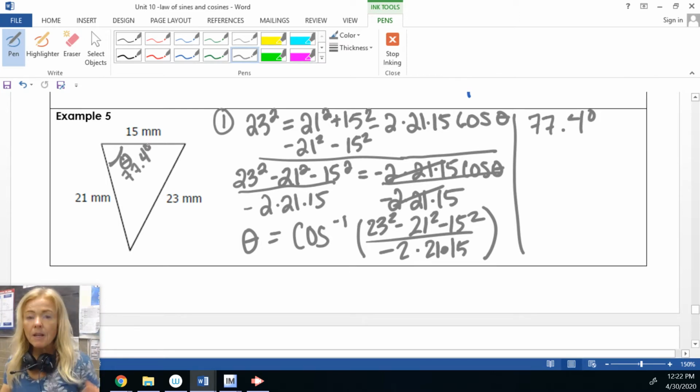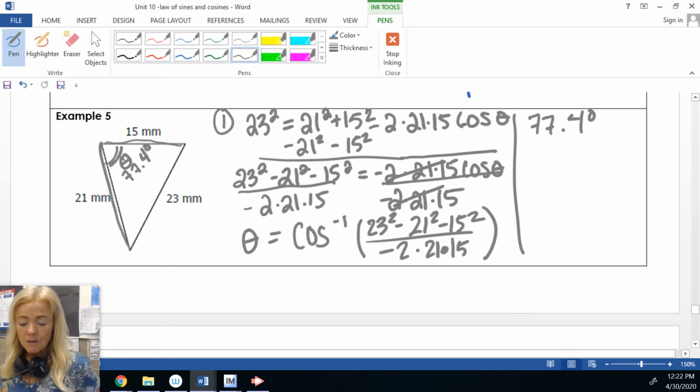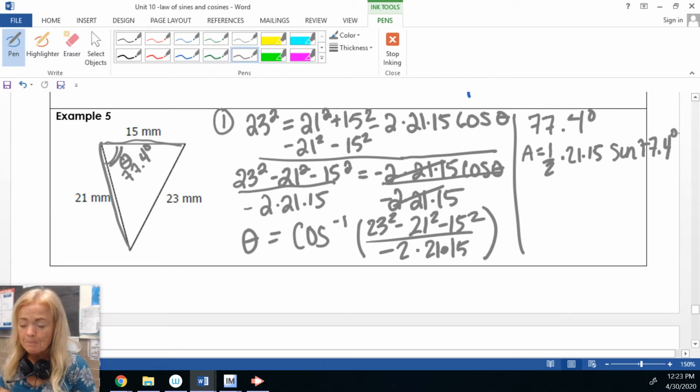All right, and then we have the wrapper scenario that we need. We have the side-angle-side that we need to find the area of that triangle, which is what we're looking for. So area is going to equal 1/2 times the sides, 21 times 15, times the sine of that 77.4 degrees.